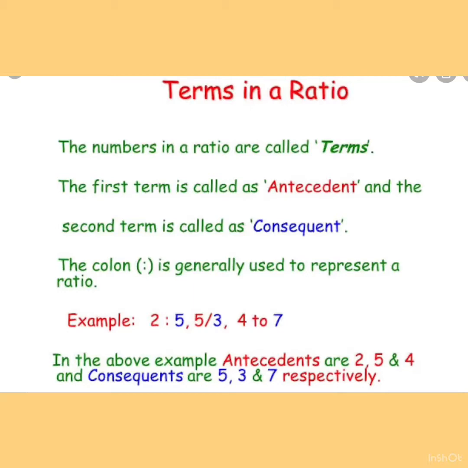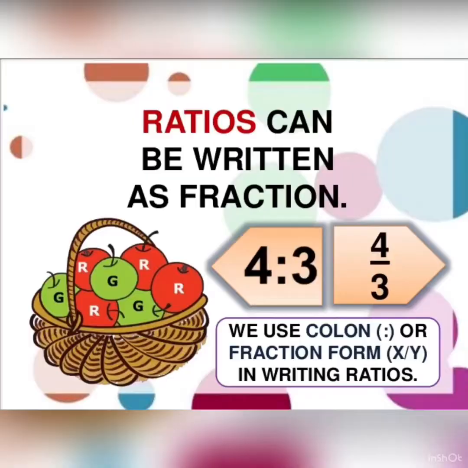Generally we use a colon to represent ratio. In this example, 2, 5, 4 are antecedents and 5, 3, 7 are consequents. Dear student, do you know that we can write ratio in fractional form also? 4:3 can be written as 4/3.